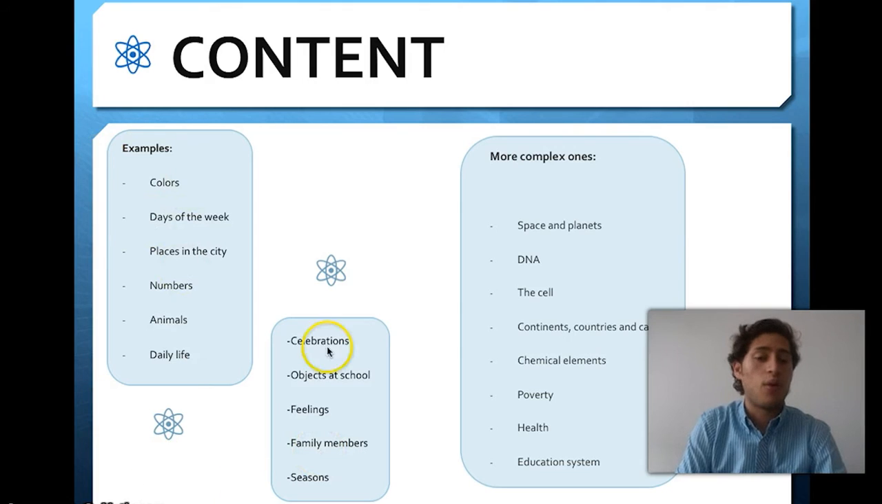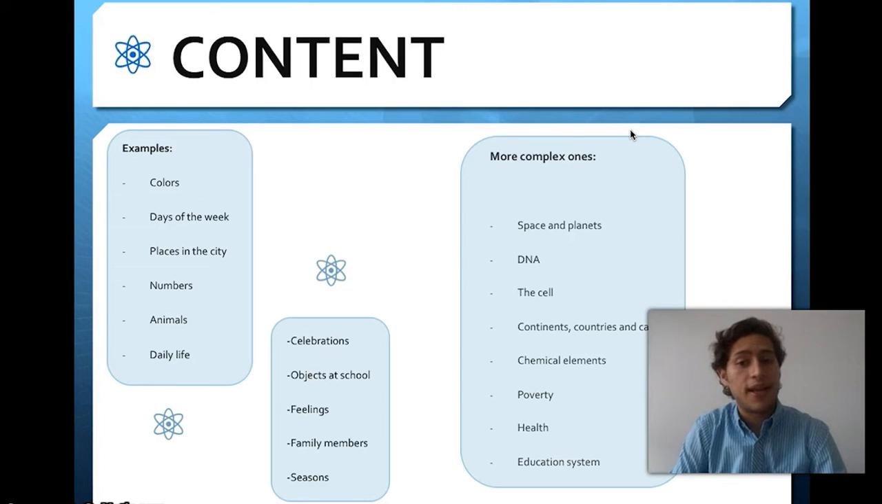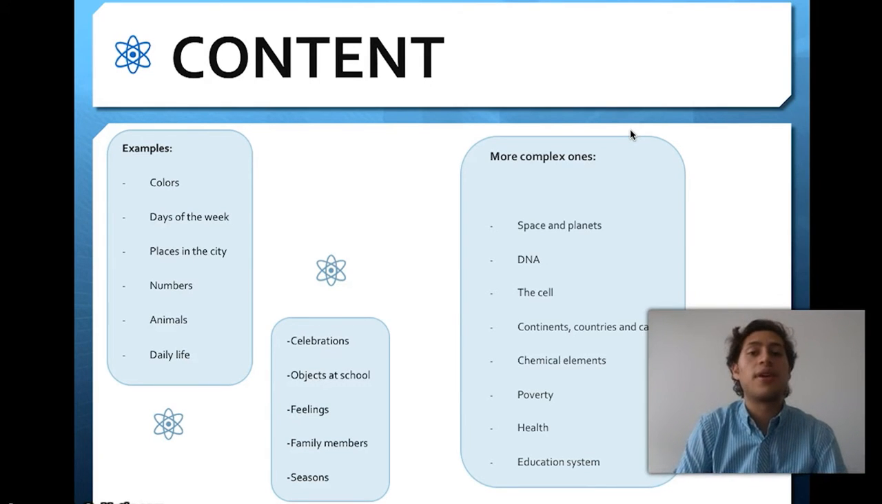So this is a wide range of examples of contents that we can identify when we are teaching in primary school or even preschool. When we are teaching in high school, contents, of course, are a little more complex. Some examples are space and planets, DNA, the cell, continents, countries, capitals, chemical elements, poverty, health, education system. So as we see, all of these topics are not related to language at all, they are not related to grammar either, and they are helping our students to build progression in knowledge and also in understanding.